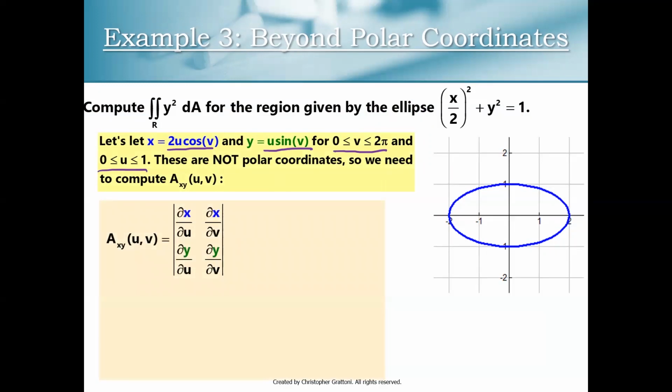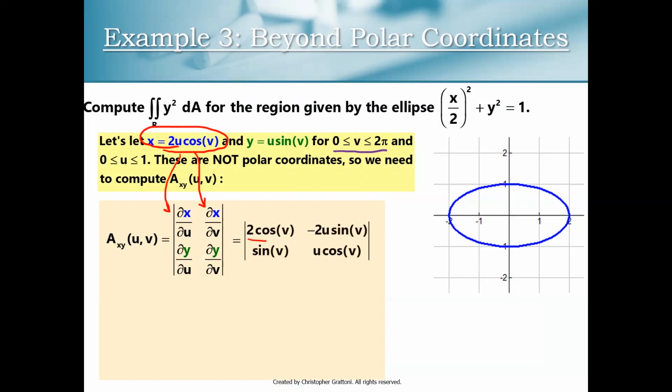And we do have some partial derivatives to compute, but none of these are that big of a deal, and they're also very similar to what you saw in the previous video. So if x is equal to 2u cosine v, I need to compute dx du and dx dv. I'll get 2 cosine v and negative 2u sine v.